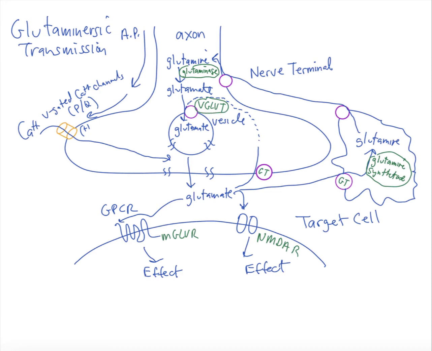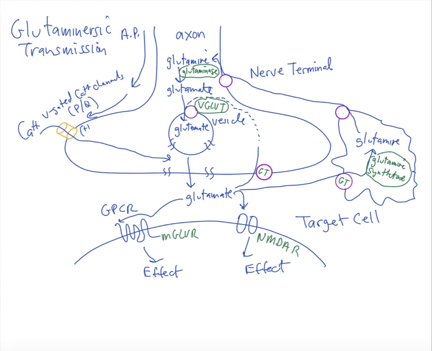And now the glutamate can be released via exocytosis in response to an action potential traveling down the axon, activating voltage-gated calcium channels on the nerve terminal, allowing calcium influx. Once the glutamate's in the junction, there are some different receptors that glutamate can bind to.